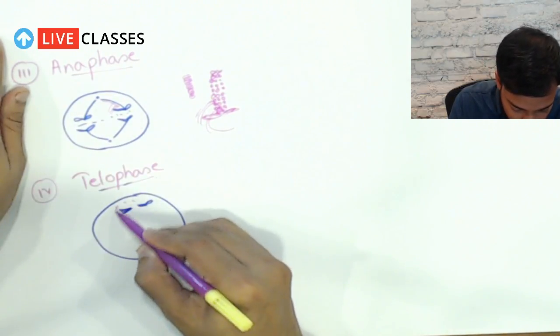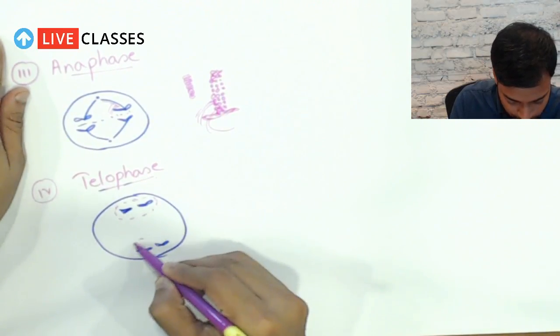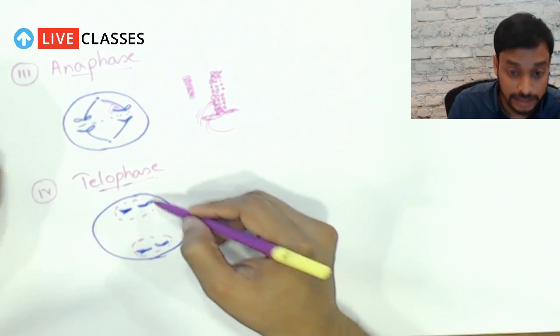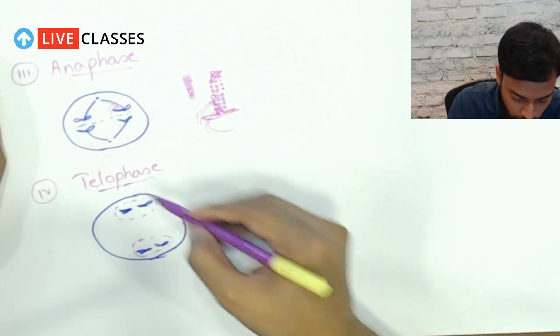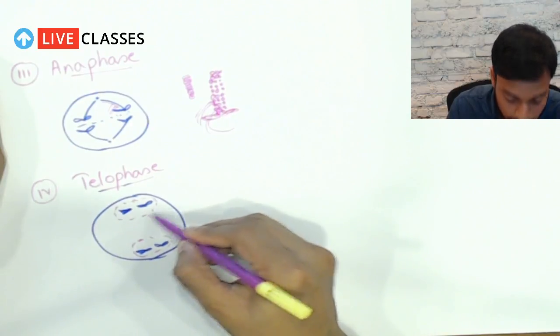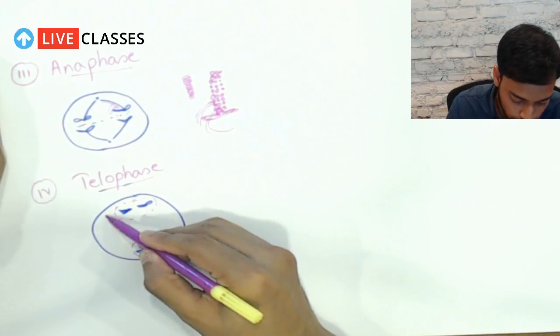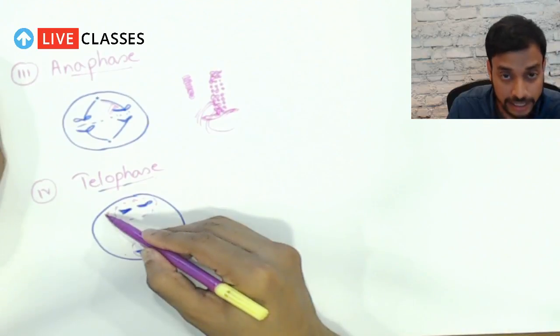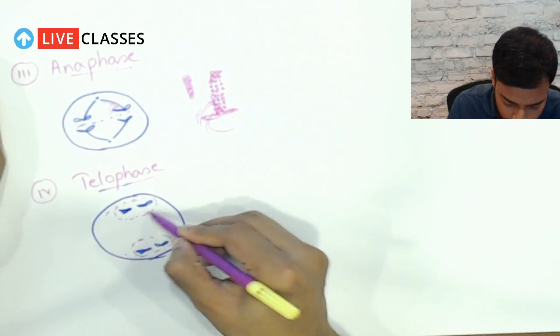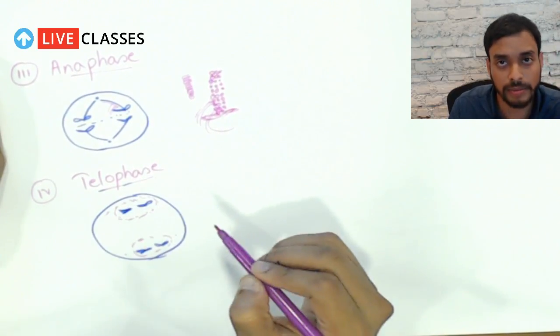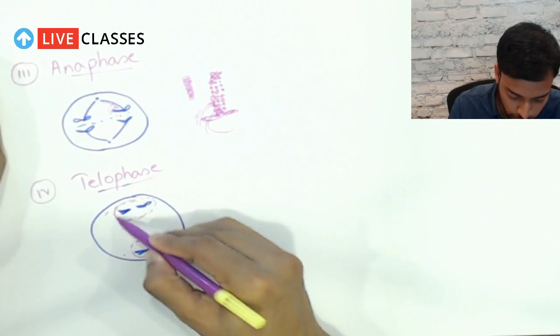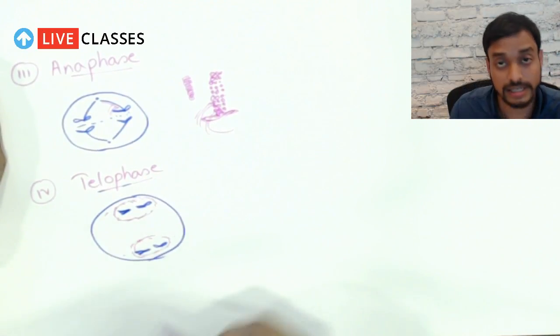Now there is formation of nuclear membrane. Nuclear membrane again starts forming. The spindle fibers, as we are seeing over here, they dissolve. The nuclear membrane forms. The centrioles also dissolve. Slowly and steadily they move ahead, and there is formation of what? The nuclear membrane. So you see, we have two nuclei inside the single cell.